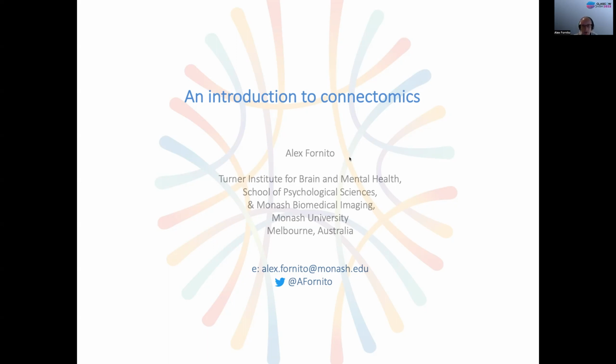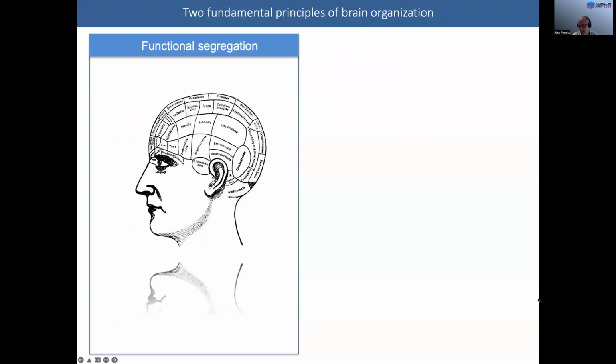So we'll begin with trying to motivate why you might want to use network techniques to understand the brain. And it really boils down to this idea that there are really two fundamental pillars or principles of brain organization. And that's functional segregation and integration. And ideally, we want to understand how both of those are implemented and emerge in the brain. And really, historically, neuroscience has spent a lot of time trying to understand functional segregation.